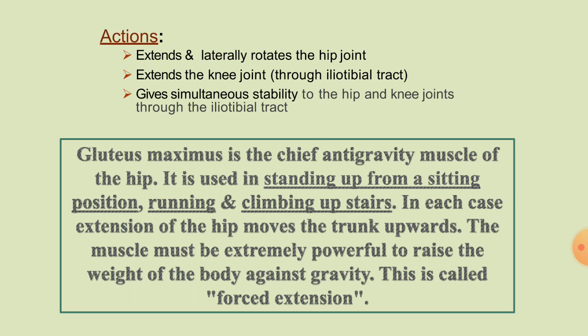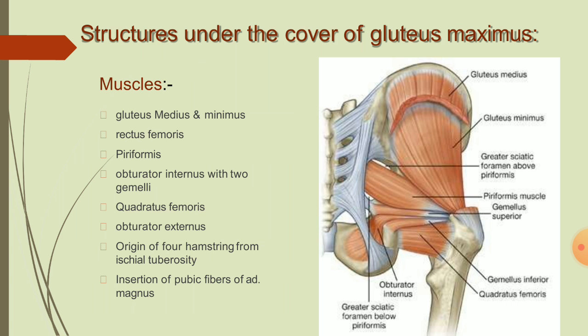In each case, extension of the hip moves the trunk upwards. The muscle must be extremely powerful to raise the weight of the body against gravity. This is called forced extension, which is done by the gluteus maximus. Now, the structures under the cover of gluteus maximus. The muscles are gluteus medius and minimus, rectus femoris, piriformis, obturator internus with two gemelli, quadratus femoris, and obturator externus.